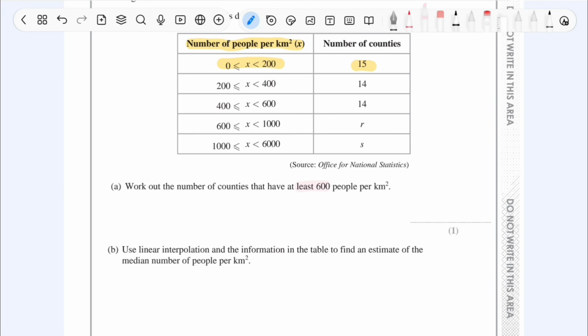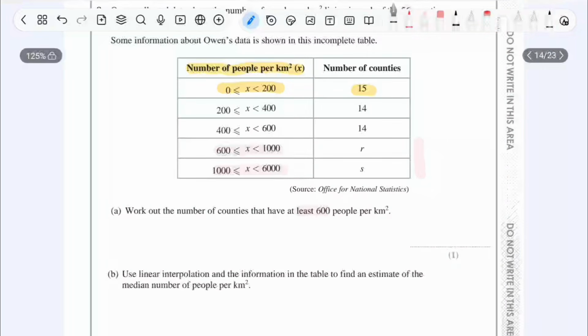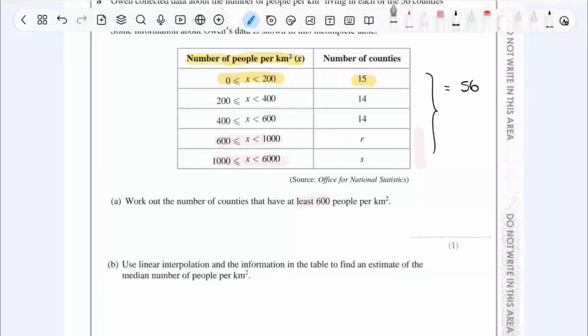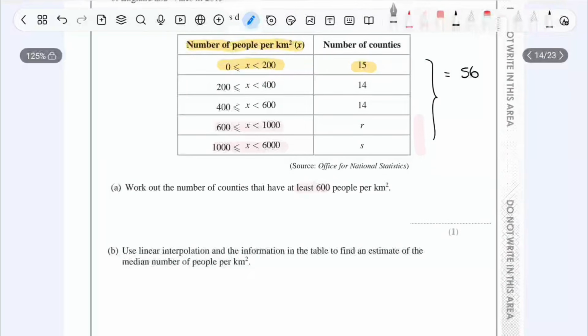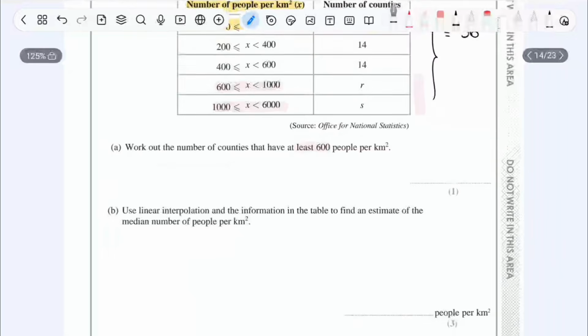So that's these two columns here, because as you can see, this is 600 to 1000, and this is 1000 to 6000, and they are all greater than 600. So R plus S, well, we don't really know what R plus S is, but we're given another key piece of information here: 56 counties. You should know that in a grouped frequency table, all of these values should sum to give 56, because the total number is 56 counties. So we know all of this is equal to 56. So we can formulate an equation, and you could say that 15 plus 14 plus 14 plus R plus S equals 56.